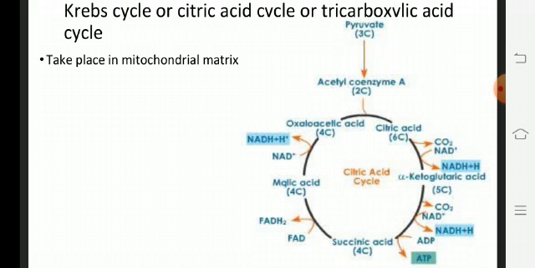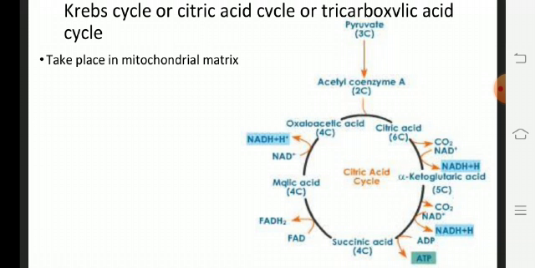Here also decarboxylation and dehydrogenation take place. Here also the 2 molecules of hydrogen are accepted by NAD and it will be reduced to NADH2. Here also some amount of energy will be utilized, ADP converted into ATP. This succinic acid is again converted into malic acid, a 4 carbon compound.